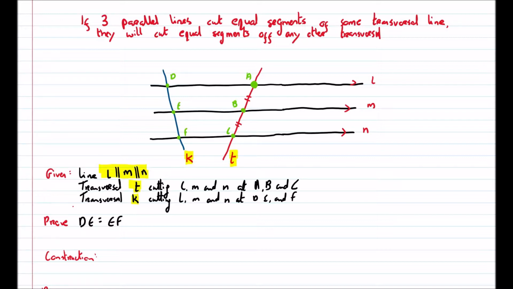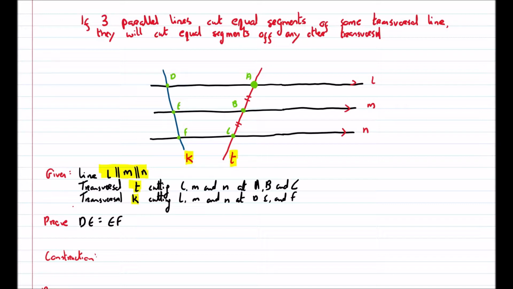So here's how we do it. Well, what are we given first? We're given the lines L, M and N, and they're parallel to each other. We're also given the transversal T, which cuts L, M and N at A, B and C like I've drawn. We're also given the transversal K, which cuts L, M and N at points D, E and F. So what do I want to prove? I want to prove that the length of DE is the same as the length of EF. Basically, that these 3 parallel lines cut the blue transversal into equal segments.